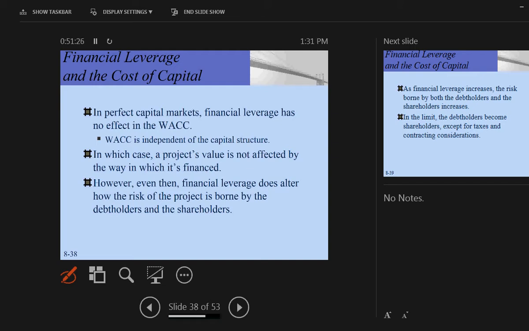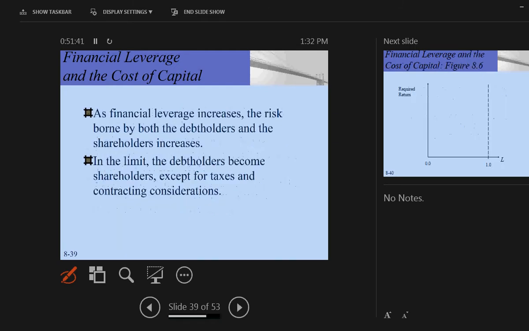It's basically the risk sharing that is going to vary with financial structure. Okay, so when we say WACC is independent of financial structure, it has nothing to do with the risk that the parties claiming the assets of the firm are going to bear. So to see this, let's think about the following.